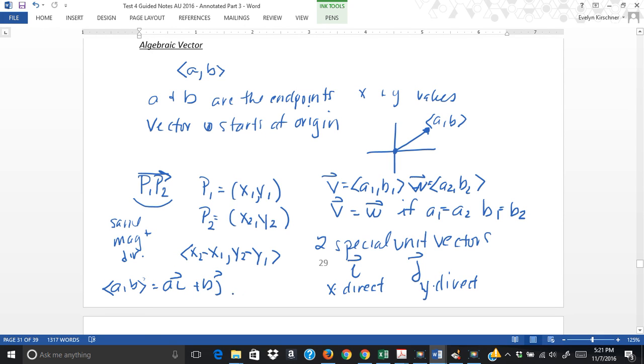So if I have something like that, then I know that the magnitude of that vector V would be the square root of A1 squared plus B1 squared.